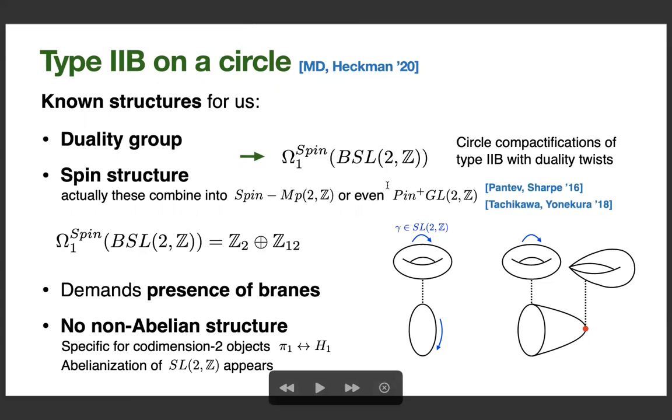So what we have is type 2B, and now we want to compactify type 2B on a circle down to 9 dimensions. And what we can do is a non-trivial duality twist around this circle, right?